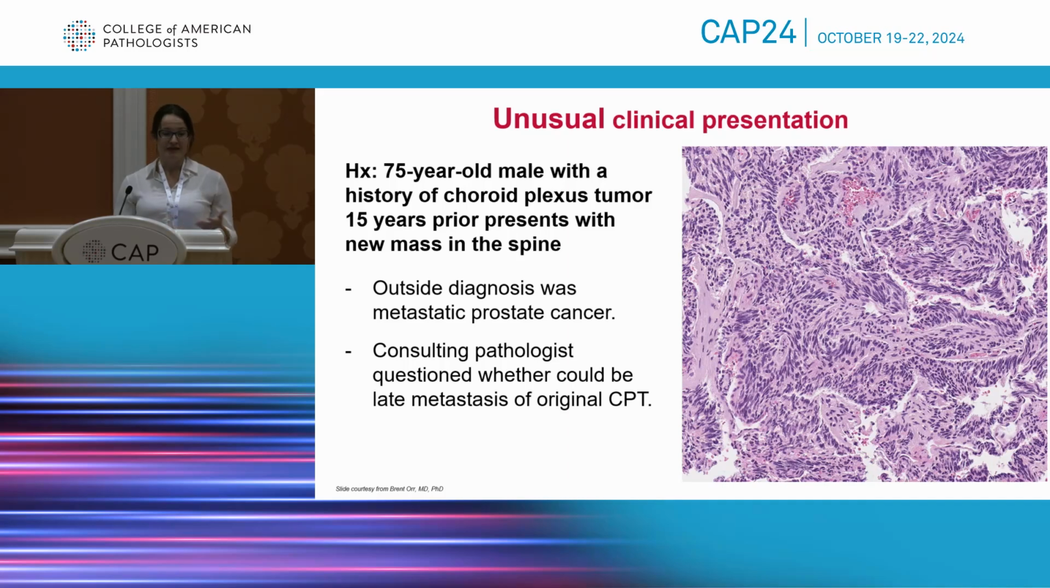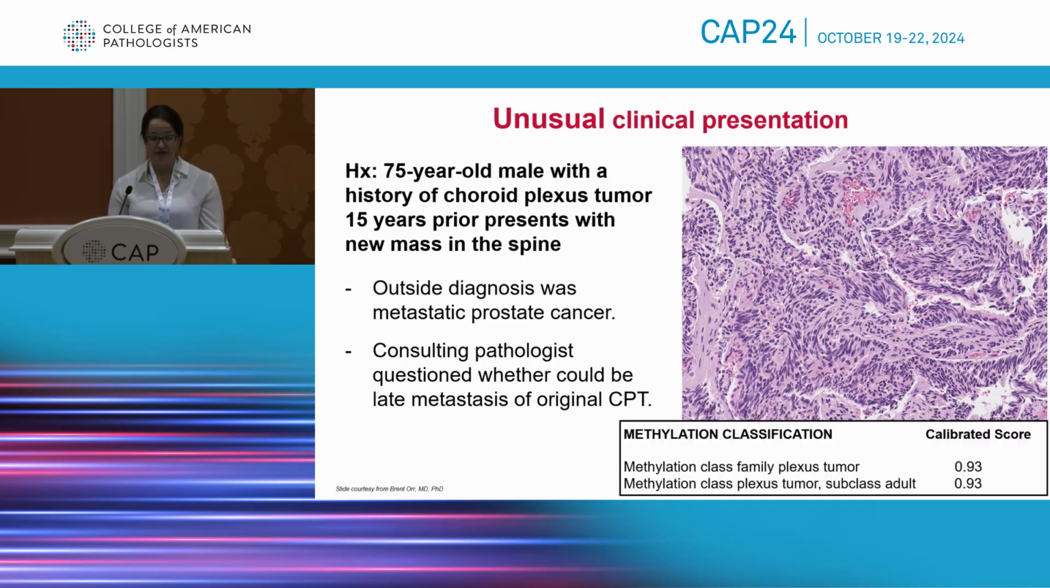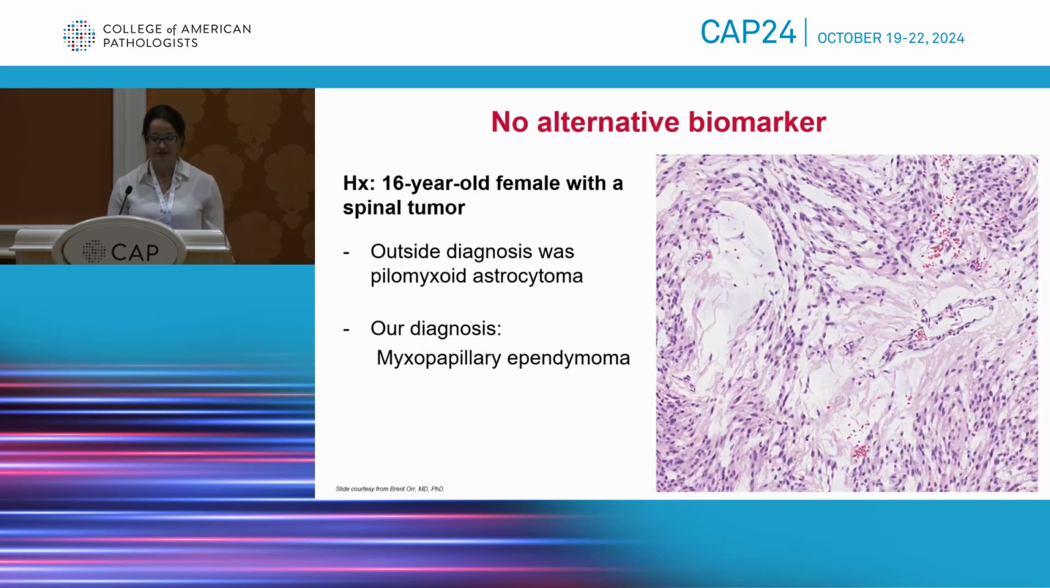And here I'm just going to go over a few examples of how methylation profiling can be very helpful. So cases with some unusual presentation, right? Like this tumor in a gentleman who was 75 years old, but had a choroid plexus tumor 15 years prior, and now has a mass in the spine. The pathologist at an outside institution was concerned about this being prostate cancer, but it turns out that one of the other hypotheses could be a late metastasis of the original choroid plexus tumor. Just looking at the histology, it wasn't so easy to tease that out, but based on DNA methylation profiling, that diagnosis can actually be made, and it has a pretty big impact in how this would be treated.